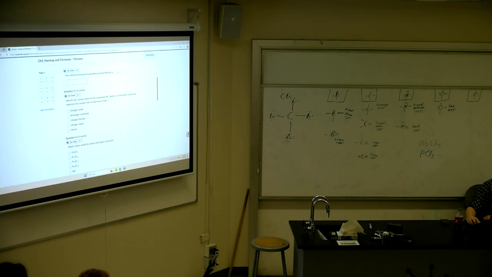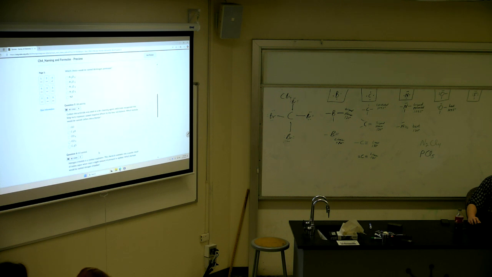I didn't do nitrous, so this would be nitrogen dioxide. So nitrogen dioxide. So these are just very easy. Don't overthink these. Any questions on these? This is dinitrogen pentoxide, N2O5. I don't think there's any surprises in here. Which one? Number 9. This one?